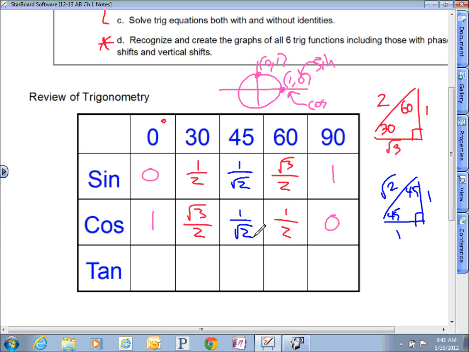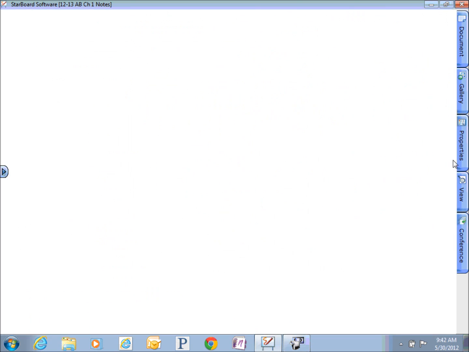Tangent. Well, tangent, very simply, take the two values above. Tangent is the sine of theta divided by the cosine of theta. So the tangent of 0, sine over cosine, is 0. Tangent of 30, 1/2 divided by root 3 over 2, or 1 over root 3. Tangent of 45, those values are the same, which means we're looking at 1. Tangent of 60, root 3 divided by 1. Tangent of 90 won't exist because you're trying to divide by 0. There's a quick review of dealing with some trig identities.